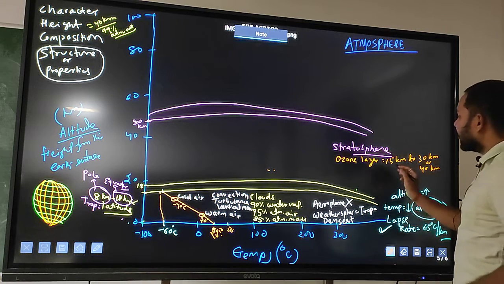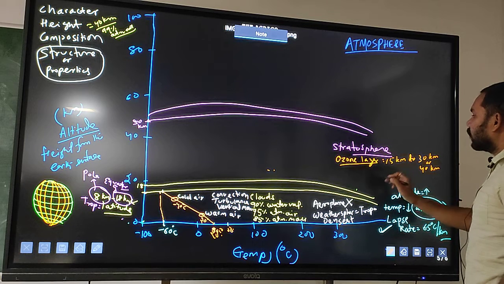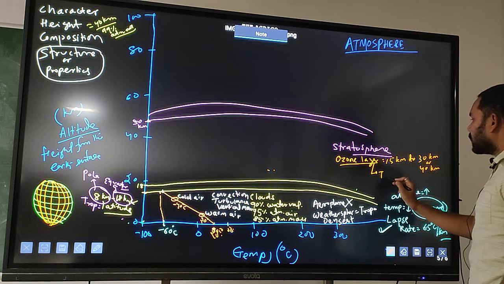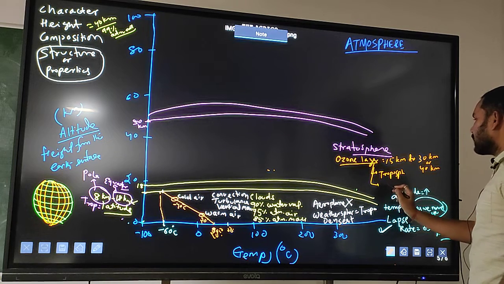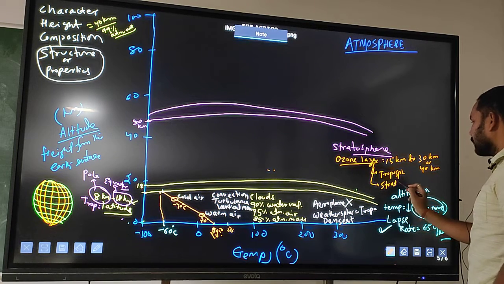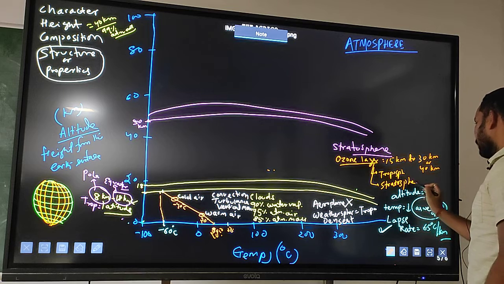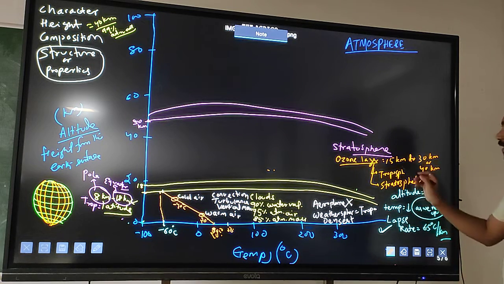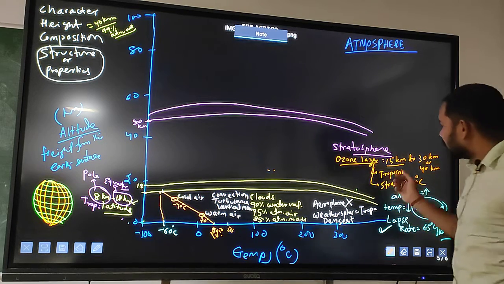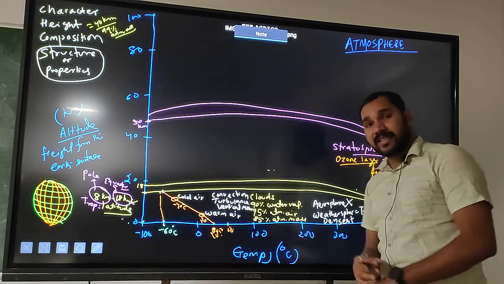That means I can say ozone is of two types. One is tropospheric ozone and another is stratospheric ozone. So ozone is of two types. One is in the troposphere, because 15 to 18 kilometers is there for the troposphere, so there is tropospheric ozone, and another is stratospheric ozone.